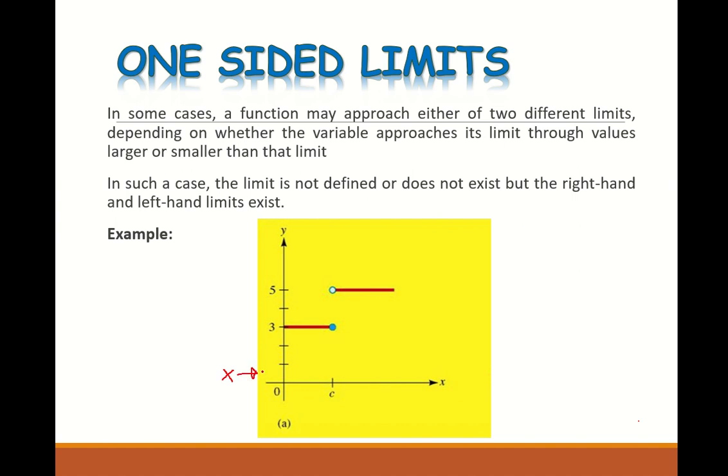Okay, so x approaches c from the left. So we have negative. We are now considering this part of the graph. So we just cover the other graph and focus on this. So we're approaching C here.